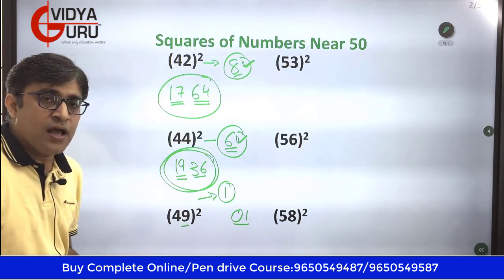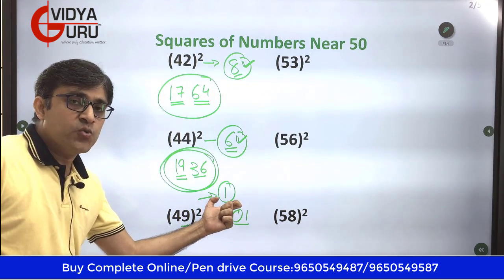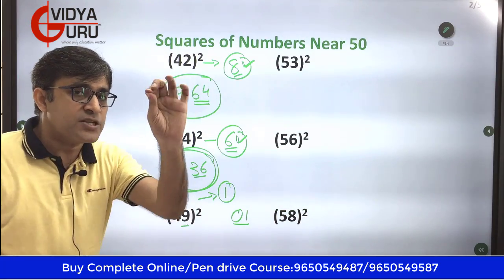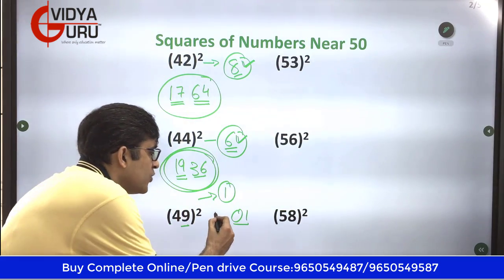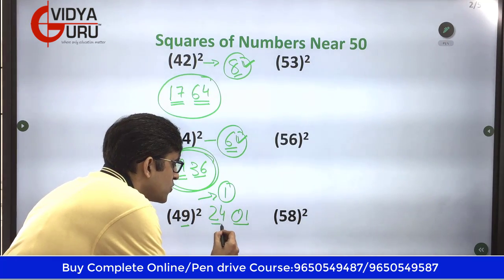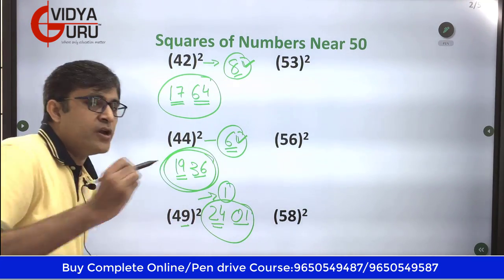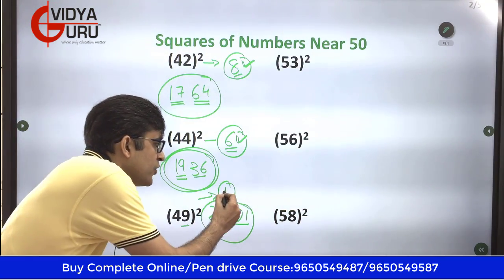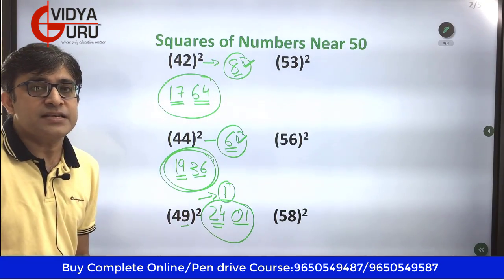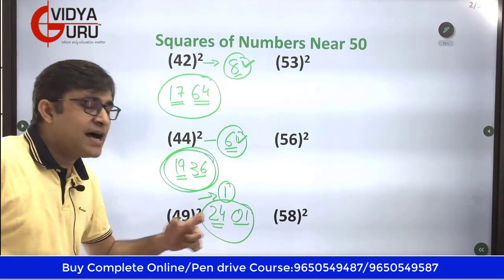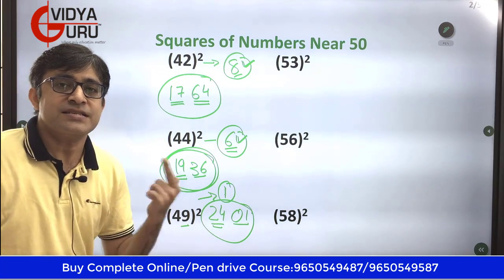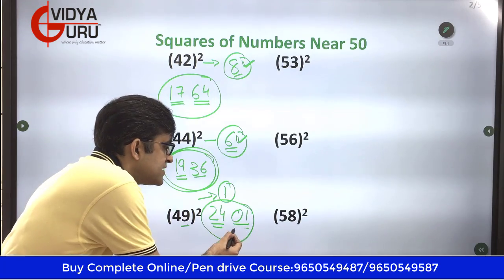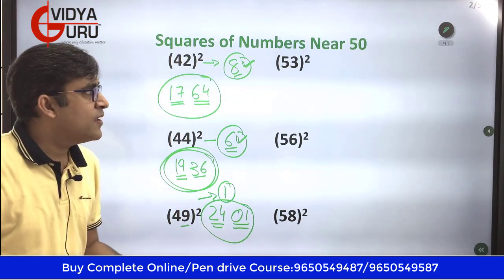Sure. And now ask yourself, what are you going to do with this 1? This 1 has to be subtracted from the benchmark 25. And when I do that, I'm left with 24. So 2401. The important part here was that this 1 was written as 01 because you needed the last two digits.